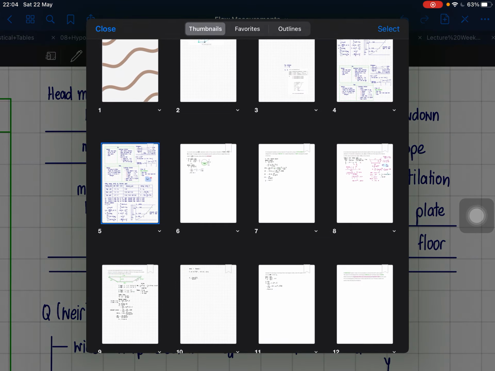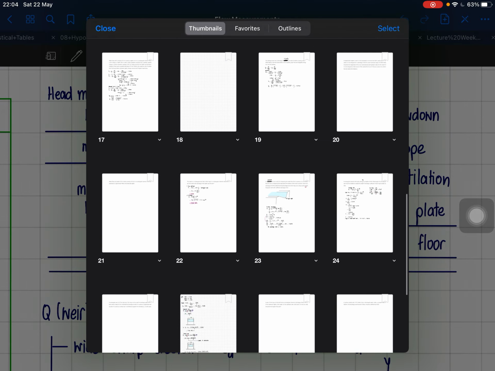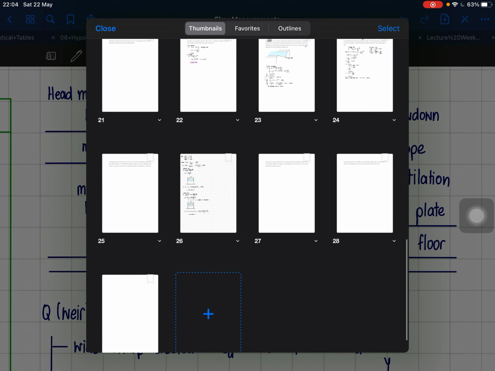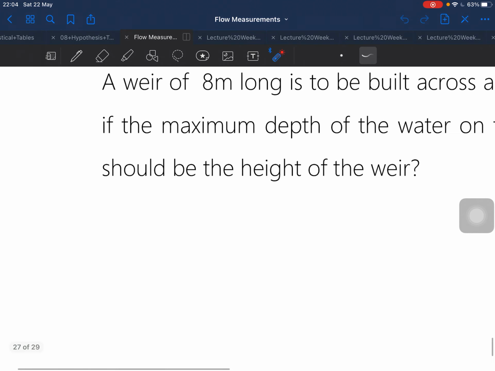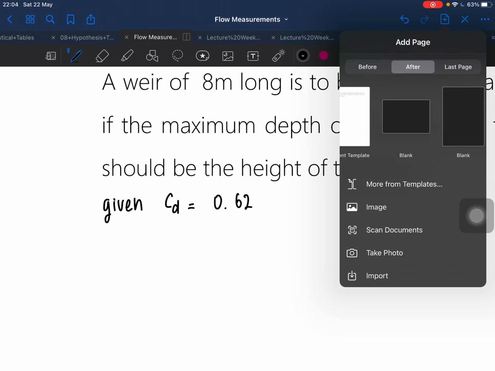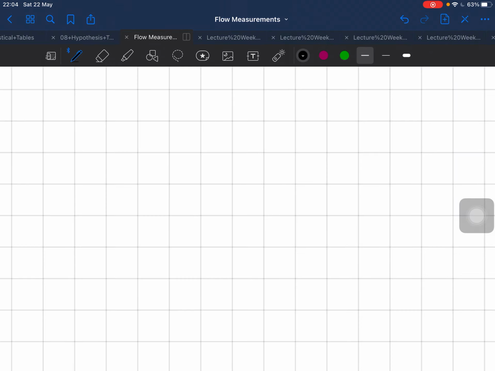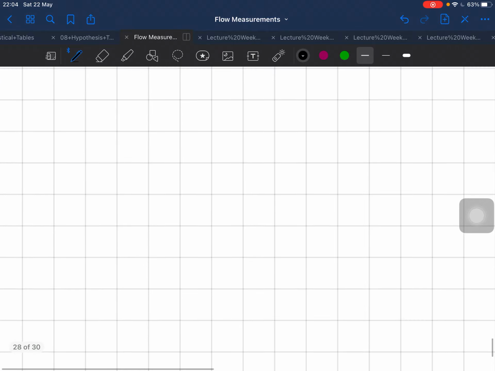Wait a second. They also gave you the CD that I forgot to include in the problem here. Yeah, the given CD equals 0.62. Okay, so now let's start solving the problem together.